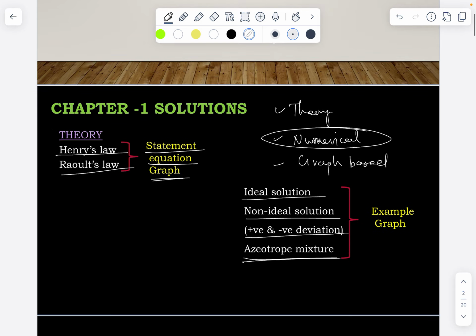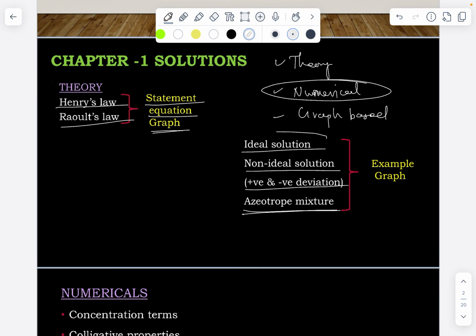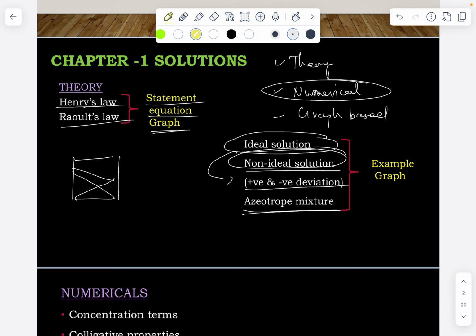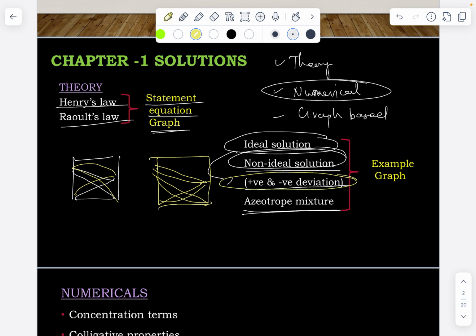If you understand ideal and non-ideal solutions, you should now try to understand the graph for positive deviation and negative deviation. In your CBSE book there is a Raoult's law graph. If the curve is above the line, it is a positive deviation. If it is below the line, it is a negative deviation.